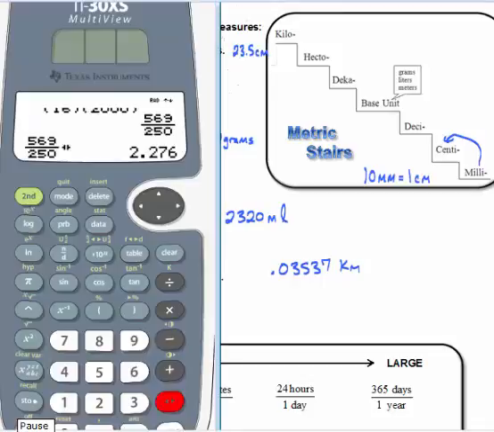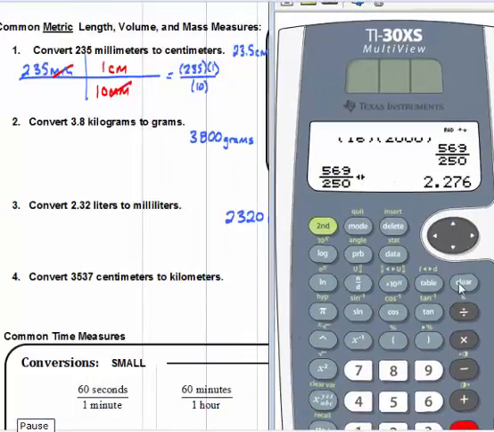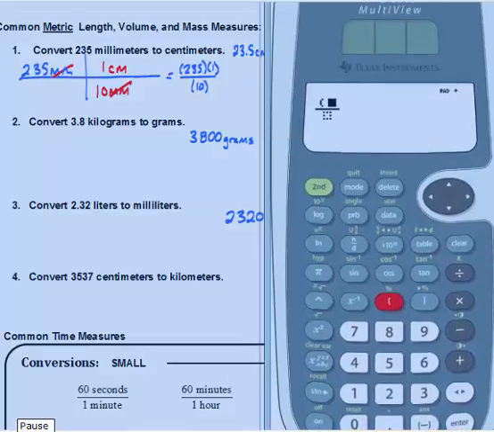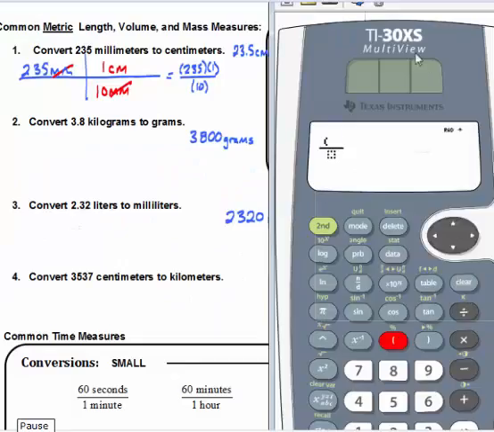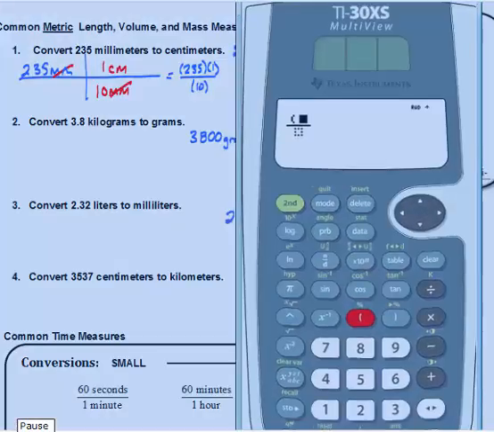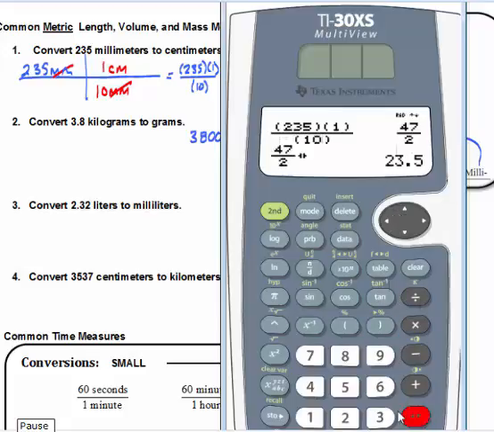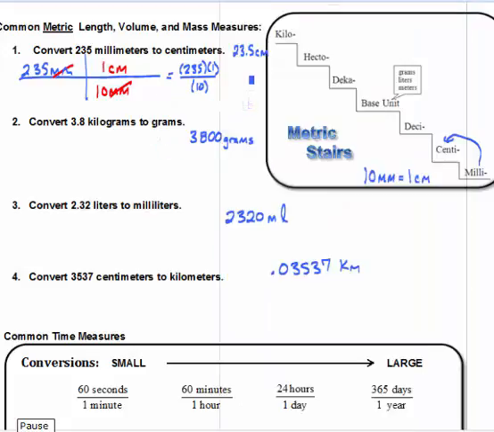Then we could use our calculator, and you can see we can still do the same technique as we did previously. So I could do 235 times 1 over 10. You can see how we get the same answer. So we still get 23.5, which is what we said previously.